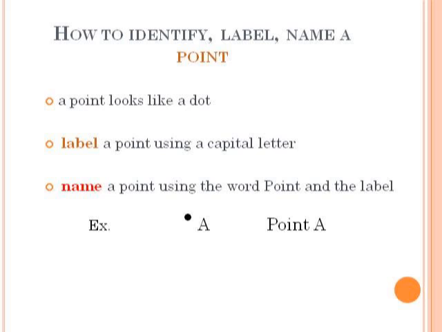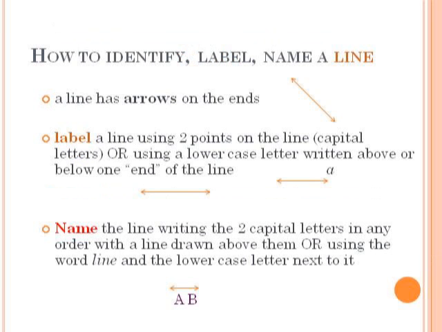So how to identify a point. Very simply, it looks like a dot. So for example, that. How do you label it? You label it with a capital letter. So if they have a dot sitting here and they want you to label it, you would label it with a capital letter. And how do you name it? You either name it with a dot and a capital letter, whatever letter they have there, or the word point and the letter. Simple.